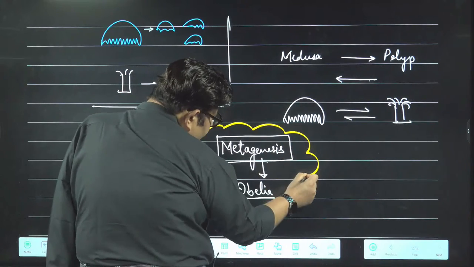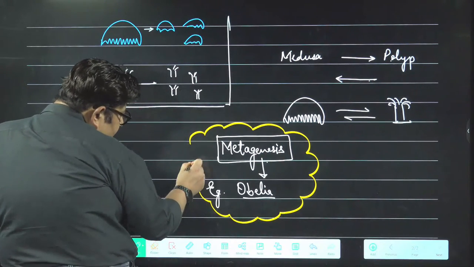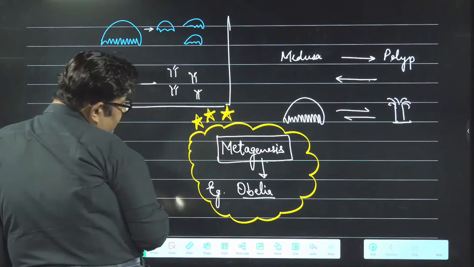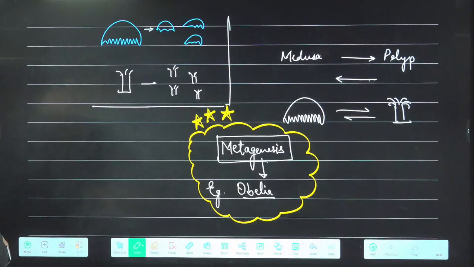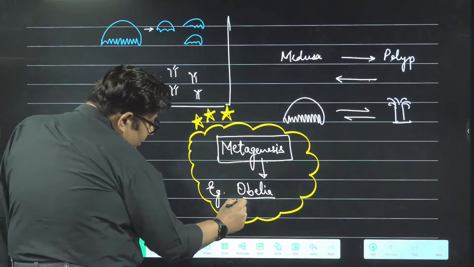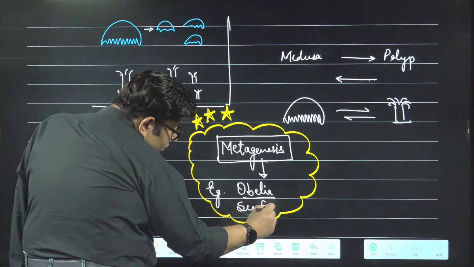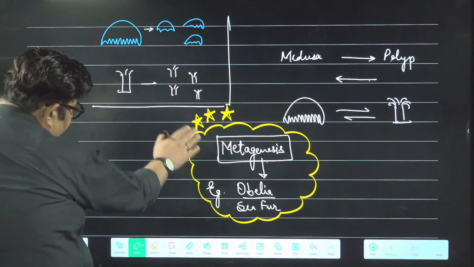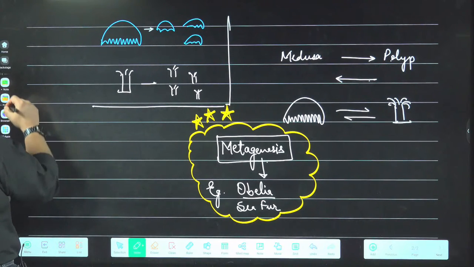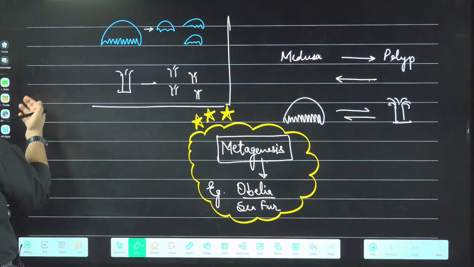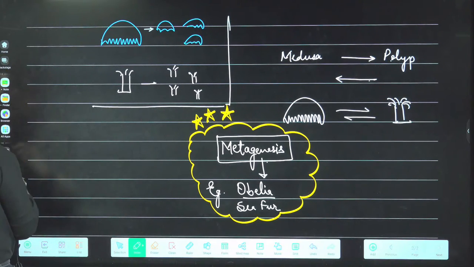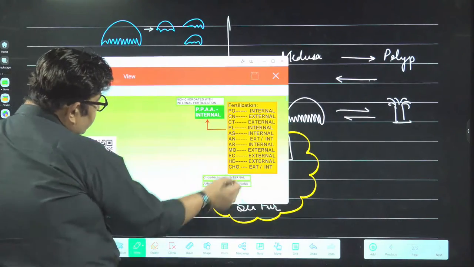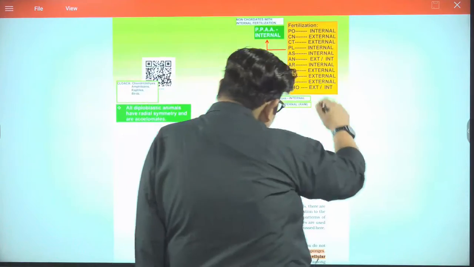And my dear children, this question is going to come. It is an important question. I call it a 3-star question. Please note down: metagenesis seen in Obelia. Obelia is also known as sea fur. These are pieces of information one should know. In Cnidaria, I think only examples are left. Some of the common examples we have already done. Some pictures we need to see.